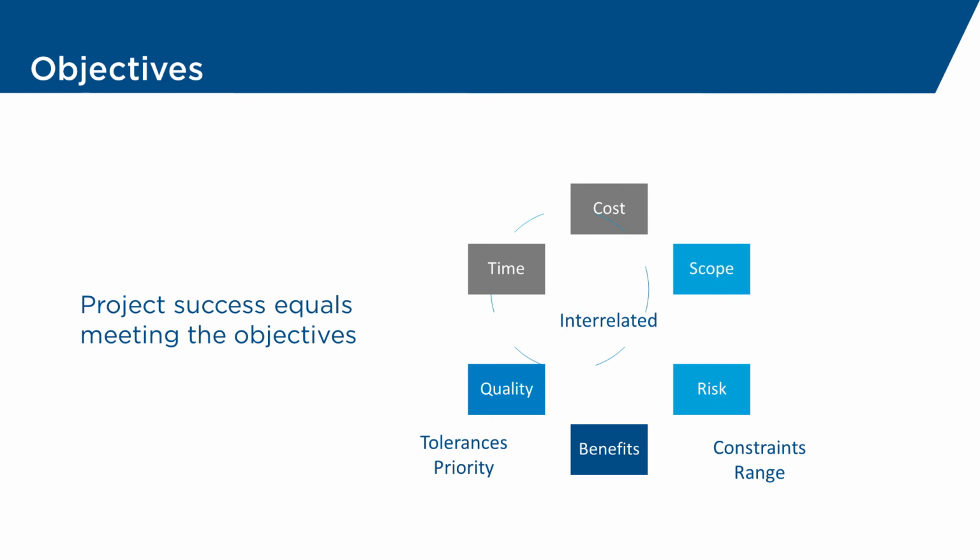So for instance, if we want to change the time on a project, that might influence the cost if we had to use more resources, or it might be that we can change the scope, possibly even adjusting the quality in order to deal with that change in time. That might introduce extra risk. And if you change the scope and the quality, that might impact on the benefits.